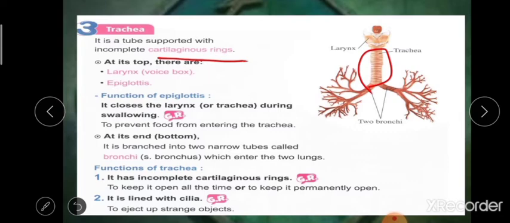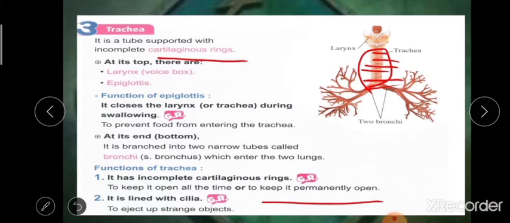Why these soft bones? Can the air open the trachea to enter the lungs? No. So we need the trachea open all the time to allow air to enter the lungs. To keep the trachea open all the time, it's supported with cartilaginous rings. So, give reason: the trachea is supported with cartilaginous rings. Why? To keep it open all the time.